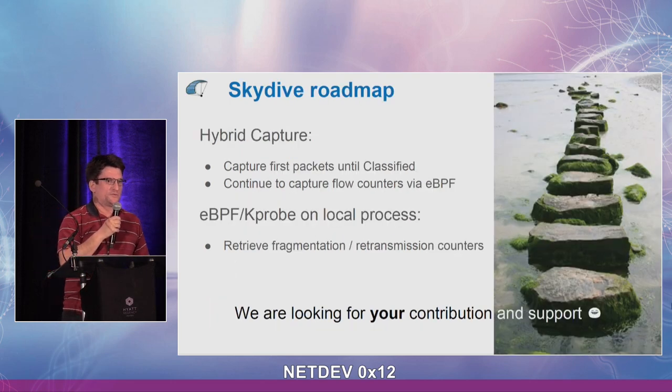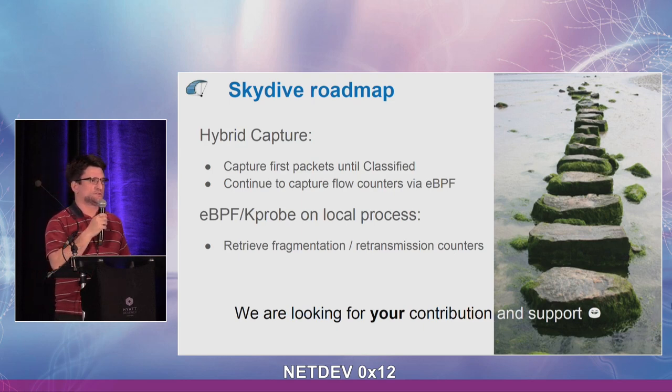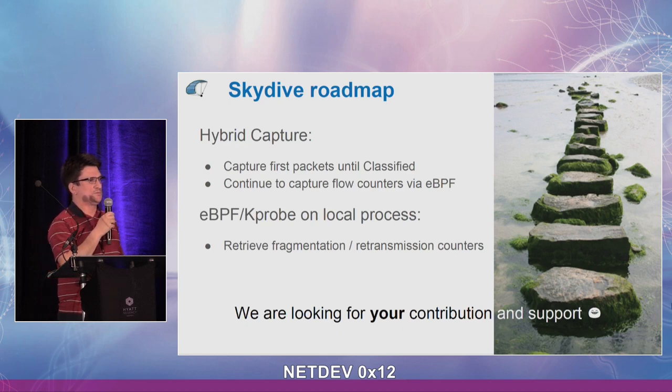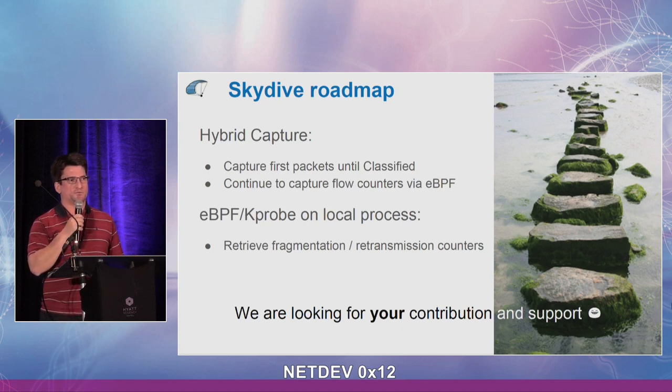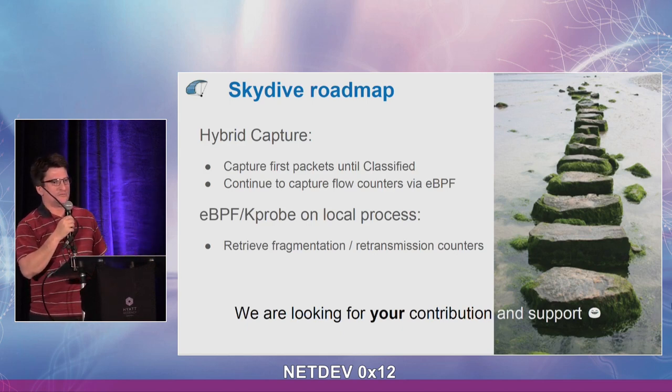For the roadmap of Skydive, we plan to have hybrid captures, meaning that we just retrieve the first packets until the flow is classified, and use eBPF probes afterwards to keep the counters, like the number of packets and number of bytes in each way, because only the session is important for us. But the full information is important, because eBPF is limited: we don't support tunneling, retransmission, and so on. That kind of feature will be useful for troubleshooting and even monitoring in Skydive.